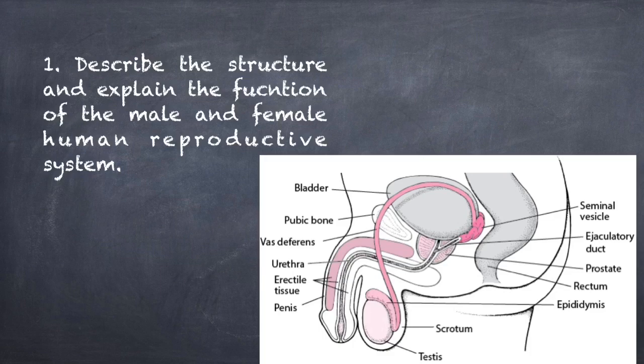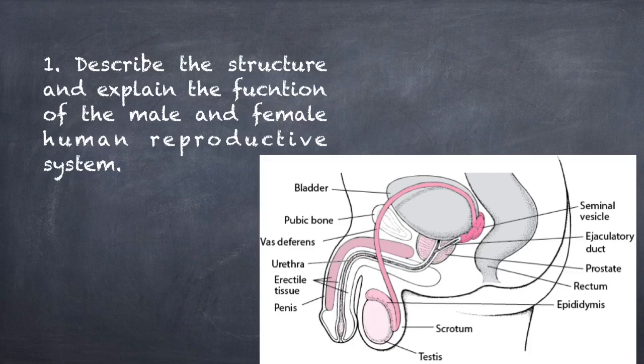So the penis, it is the main organ involved in sexual intercourse. This organ is composed of erectile tissue, connective tissue, and skin. For the testes, it is the male primary reproductive structures that produce male gametes and sex hormones. Testes are also called testicles. For the scrotum, it is the external pouch of skin that contains the testes.